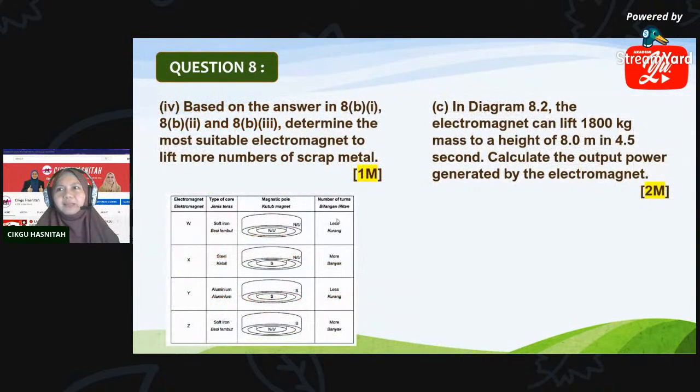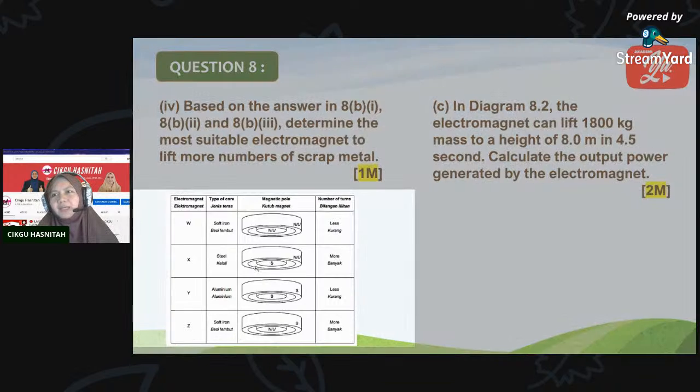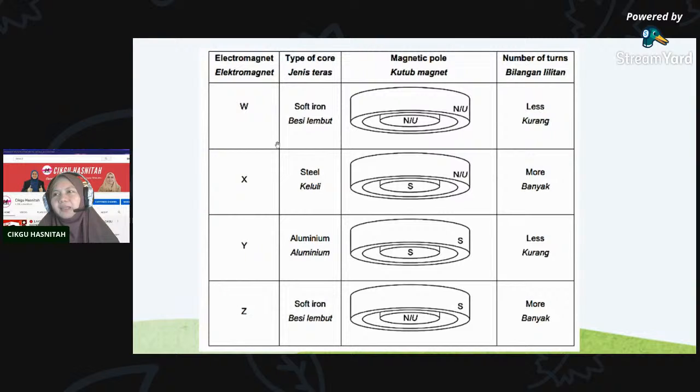And question 4. I think this is the last question. Question 4. Based on answer in B1, B2 and B3, choose the most suitable electromagnet to lift more number of metal scrap. So which one is a better choice? W, X, Y and Z. Just now we choose soft iron, so it is either W or Z. Okay, opposite polarity. So which one is opposite polarity? X and Z. So there are 2 votes for Z.